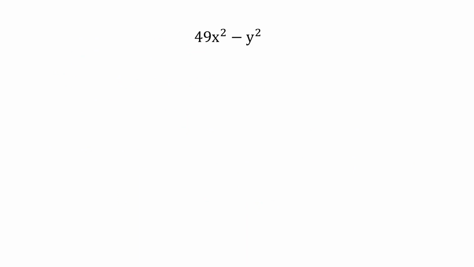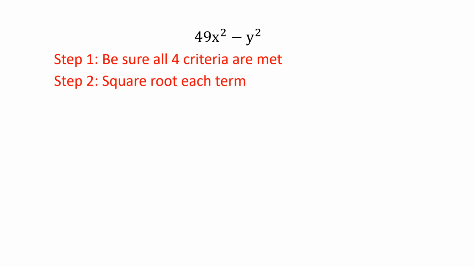So here's our problem. Factor 49x squared minus y squared. So step one, let's go through. Does it meet all four criteria? Is it two terms? Yes. Is it minus? Yes. Can I square root the whole numbers? There's a square root of 49. Can I divide my exponents by 2? Yes and yes. So then I simply square root each term.